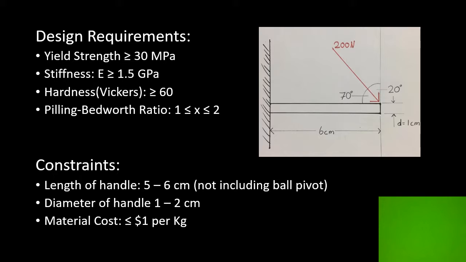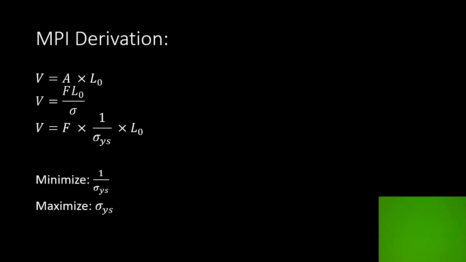The selected constraints are a handle length between 5 and 6 centimeters, not including the ball pivot, a handle diameter between 1 and 2 centimeters, and material cost of less than or equal to $1 per kilogram. The Material Performance Index derivation is used to validate materials selected for final design. The material characteristics highlighted were volume and strength, both being crucial to final cost and sound engineering design.